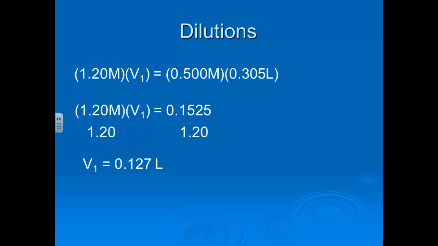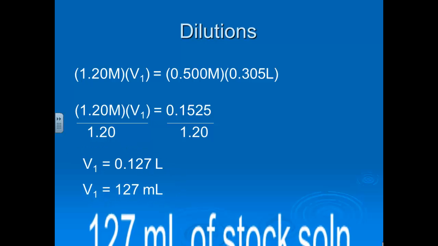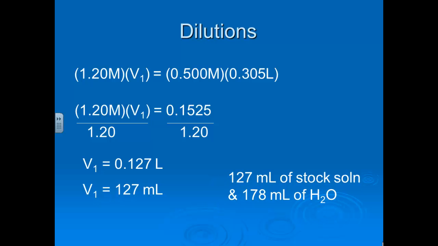There's always 2 parts to these answers because that's not the only ingredient that needs to go in. I also need to add water. How do I decide how much water to add? Subtract 127 from 305. If 305 is the total solution I want to make, 127 of that is stock. I just need to fill up the rest with water. So the 2 parts to your answer are 127 milliliters of stock solution and 178 milliliters of water. 305 minus 127 is 178.